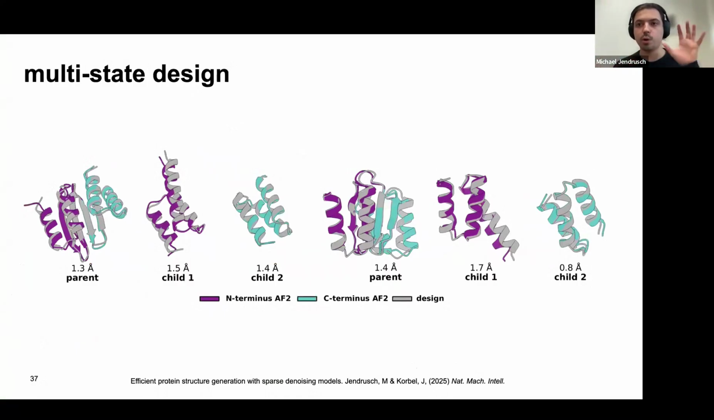So the way this works is you run three separate denoising processes, right? One for the parent and one for each of the child structures. And then you know from your specification what the secondary structure should be for the parent and what the secondary structure should be for the children, right? And for the parts where we know that the structure of the children is the same as the structure of the parent, then at each step of generation, we align the denoised structure of the child to the denoised structure of the parent and take the average, right? And replicate that average across the two states.